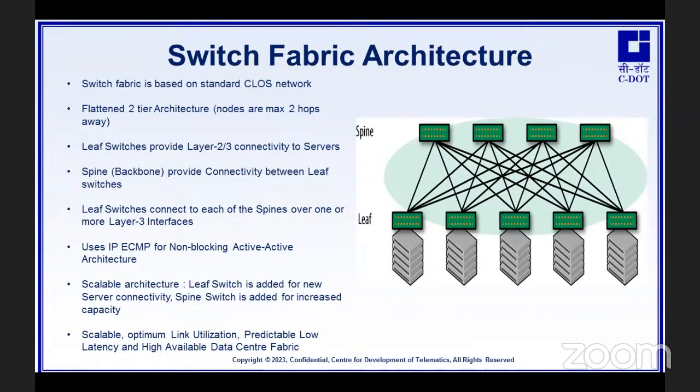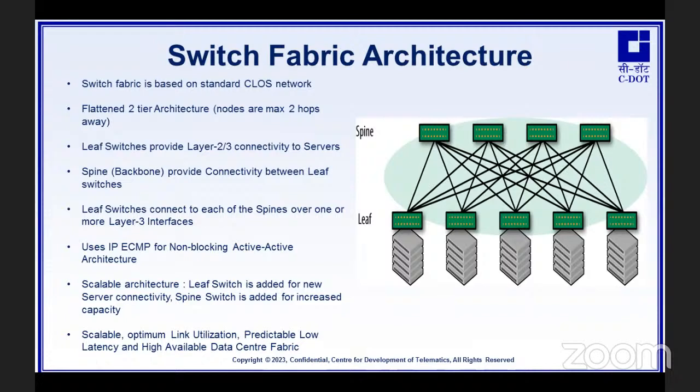Leaf switches connect to each of the spines over one or more layer 3 interfaces. Whatever this leaf, take for example, it will have a connection to each of the spines. There are 4 spines over there, so there will be 4 links, one to each of the spines. Again, in this particular left-hand side leaf and left-hand side spine, you can see only one link. But for redundancy and bandwidth utilization, more than one link is present in our architecture. So there will be more than 2 links over here, as well as to the second spine, third spine, and fourth spine.